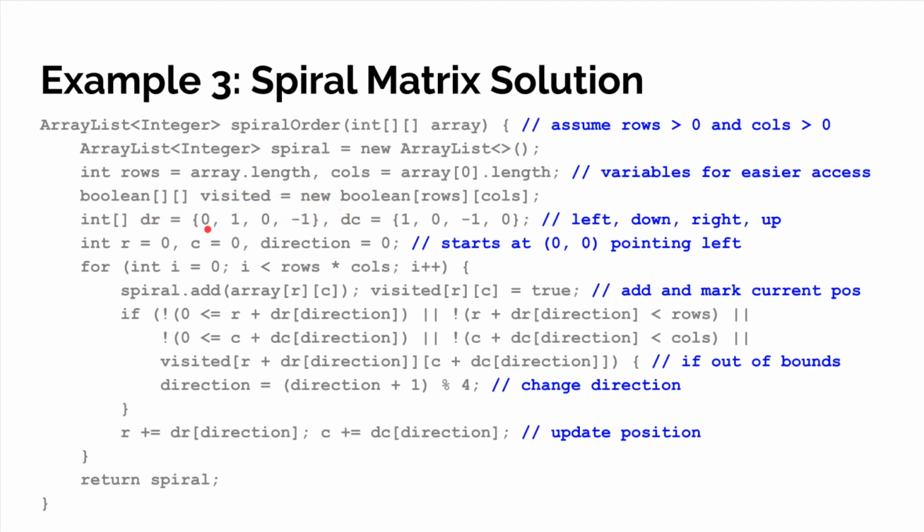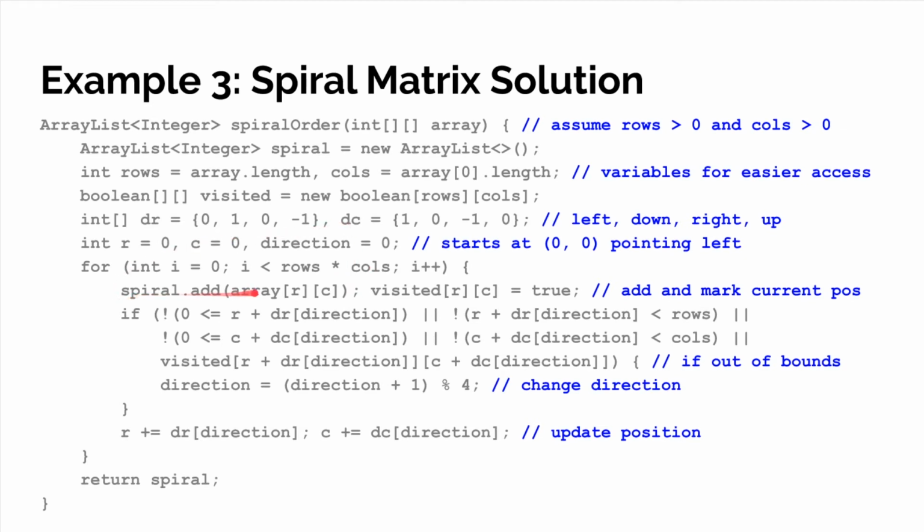So again, we're initially going to be going 0, 1. So we're initially going to be going right. And then we're going to be incrementing this direction later when we turn clockwise. So for each value in the matrix, right? We're going from 0 to rows times columns. So we're iterating through every single value in this matrix.